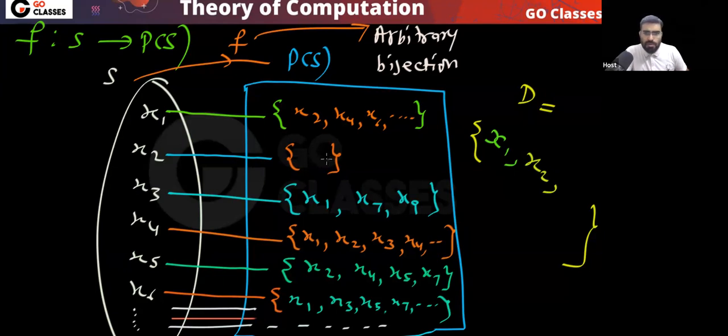Tell me for x3. Go to x3. Does the image of x3 include x3? No. So I will put x3. Now tell me next.